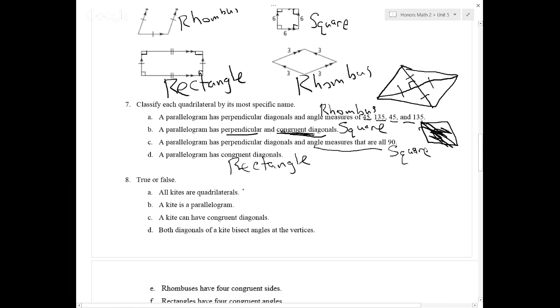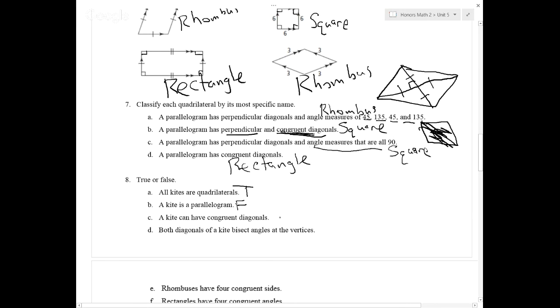Okay, number 8, true and false. All kites are quadrilaterals. That is true. It's got to have 4 sides to be a kite. A kite is a parallelogram is false. It does not meet any of the conditions for a parallelogram, notably that opposite sides are congruent. Also, one of our definitions of a kite is that the opposite sides are not congruent, but the adjacent sides are. So that's a false.